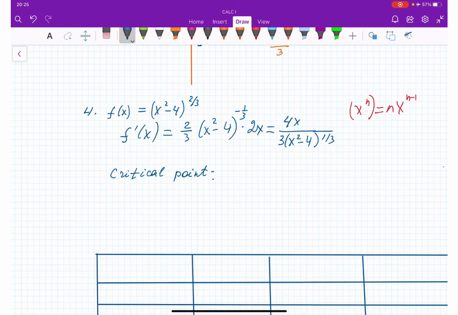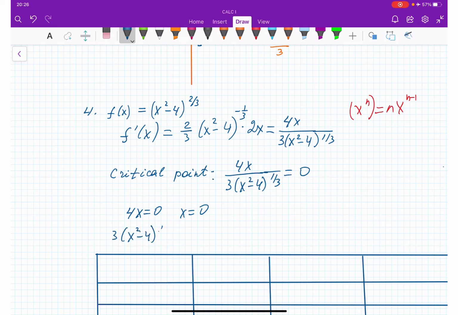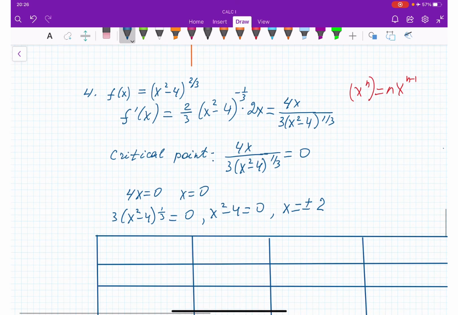Critical points are going to be when I set the entire derivative to 0. 3 times (x squared minus 4) to the power 1/3 is equal to 0. From here, 4x is equal to 0 and x is equal to 0. It's one critical point. And the second one, 3 times (x squared minus 4) to the power 1/3 equals 0, so x squared minus 4 is equal to 0, and from here x is equal to plus or minus 2. So we have 3 critical points.